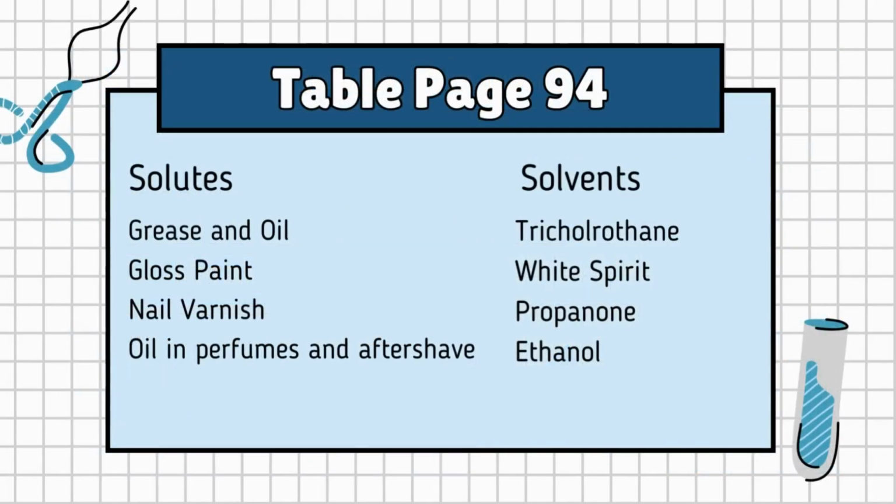Now check table on page 94. It's showing solvents for different solutes that cannot be dissolved in water. Grease and oil dissolves in trichloroethane, gloss paint dissolves in white spirit, nail varnish dissolves in propanone, oil in perfumes and aftershave dissolves in ethanol, that is an alcohol. Learn this table as it is.